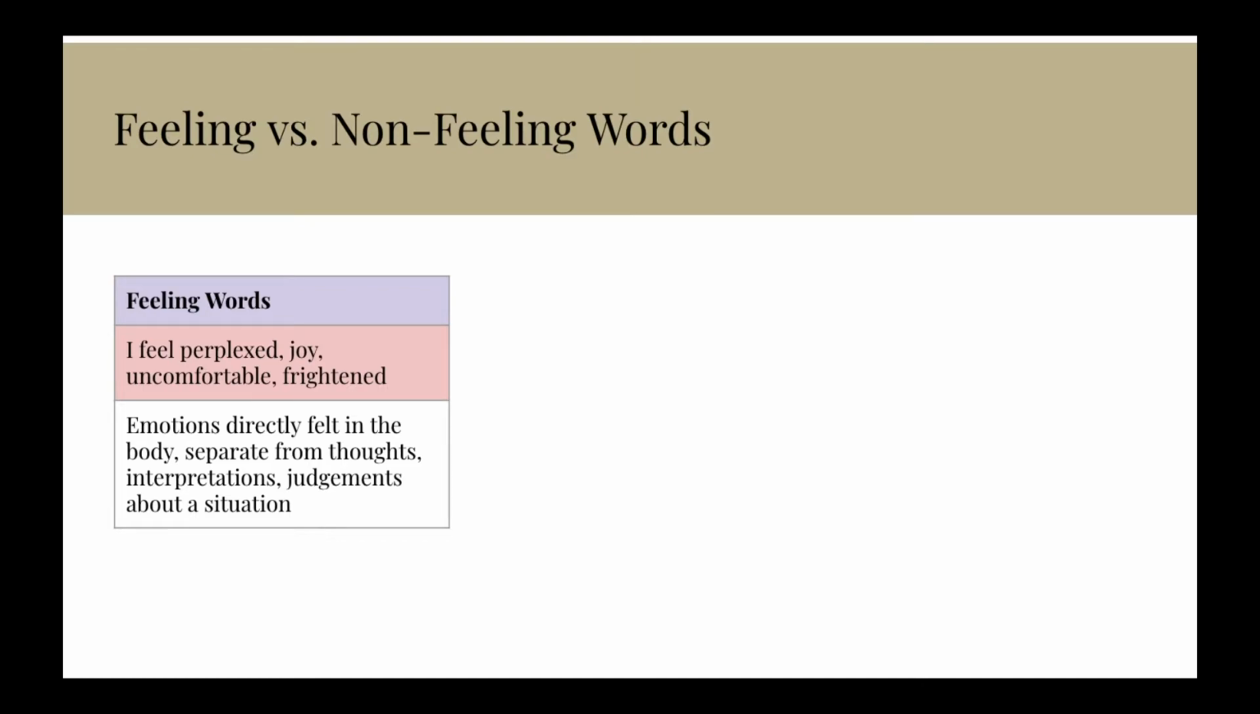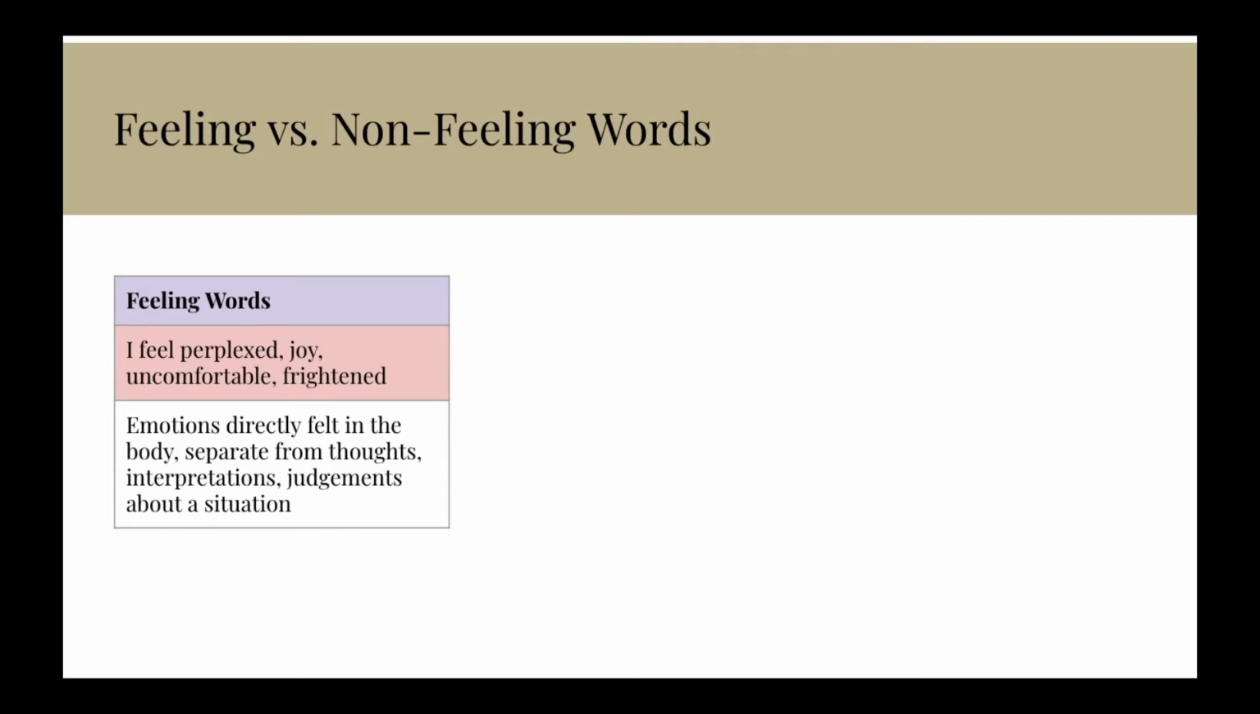These are emotions that are directly felt in our body that are separate from our thoughts, interpretations, or judgments about a situation. So, for example, we might be sitting together at a lunch table, and we ran out of things to say to each other. And if you thought, this is so awkward, why did I sit here? Well, this is a judgment about a situation. But what you may actually be experiencing in terms of feelings may be discomfort. You may be feeling uncomfortable, or you may be feeling a little bit scared. So, feelings are again emotions that are directly felt in your body.